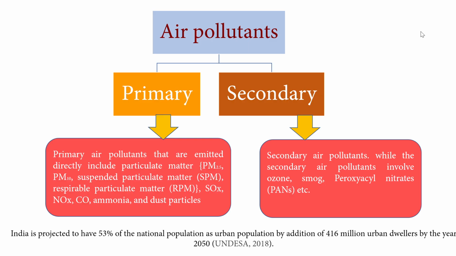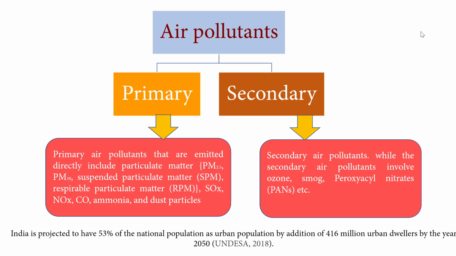Air pollutants are again broadly categorized into two types: primary and secondary. What are the primary air pollutants? These are PM 2.5, particulate matter 10, suspended particulate matter, respirable particulate matter, sulfur oxides, nitrogen oxides, carbon monoxide, ammonia and dust particles. These are the major primary air pollutants. Secondary air pollutants are basically ozone, smog, and PAN, that is, peroxyacyl nitrate.